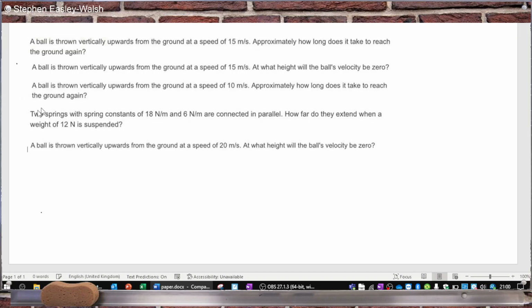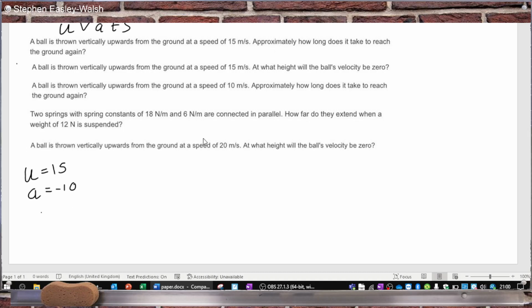So these problems here are called UVATS problems. There's formulas to solve them. So we'll write down the information we know. A ball is thrown vertically upwards from the ground at a speed of 15. So U is 15 meters per second. The V we don't know. The A we do know. That's roughly minus 10.